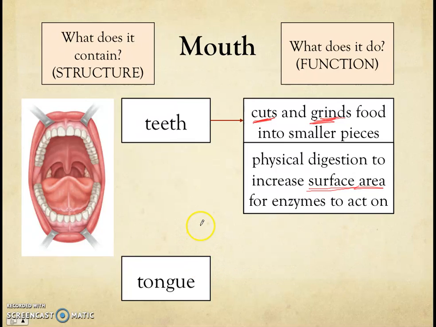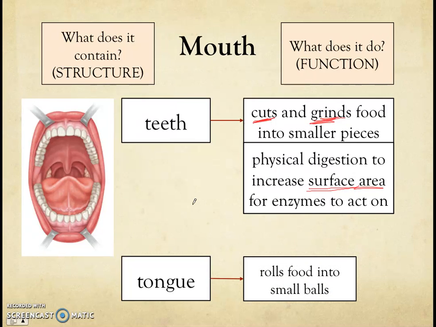Now about your tongue, what does your tongue do? Well, it rolls food into small balls, and that helps you to swallow the food better later on. Can you see that we have structures like the teeth and the tongue and functions, and there's a relationship between them. The teeth are shaped in a certain way so that they can help to cut and grind food into smaller pieces.